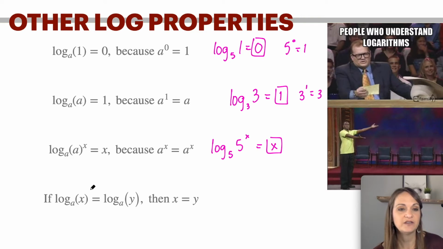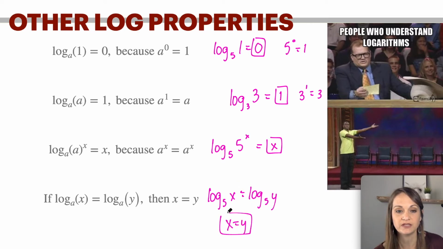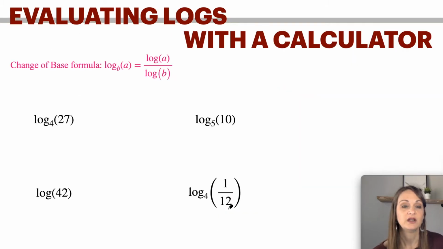Same thing here. If I had log base 5 of x and that equal to log base 5 of y, that means x and y both must be equal to each other. So you actually can evaluate logs even with different bases, and it is called the change of base formula. So for example, if you had log base 4 of 27, then in your calculator, you're going to type log of 27 divided by log of 4.